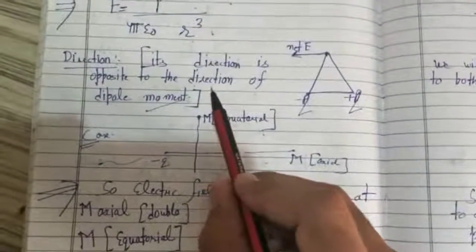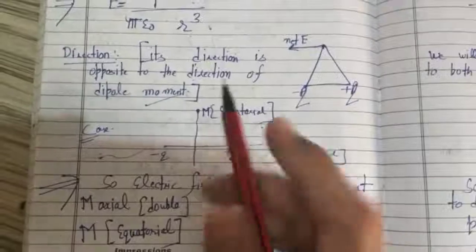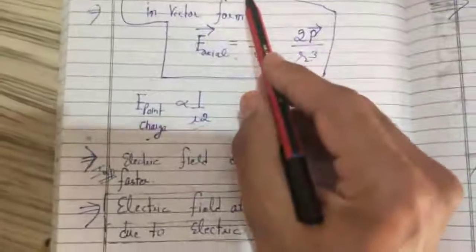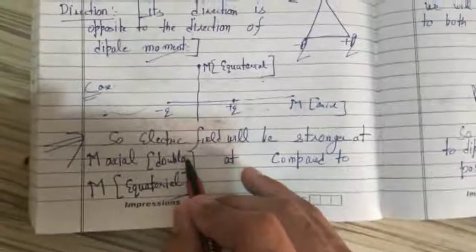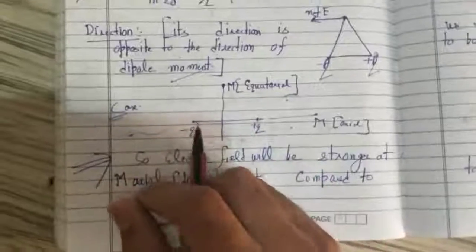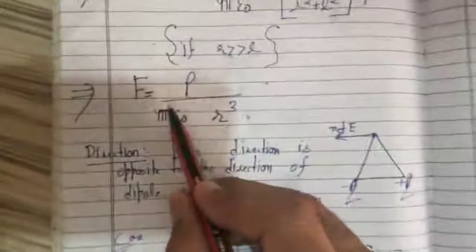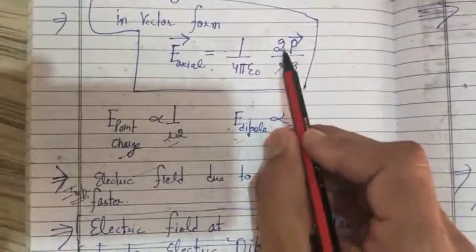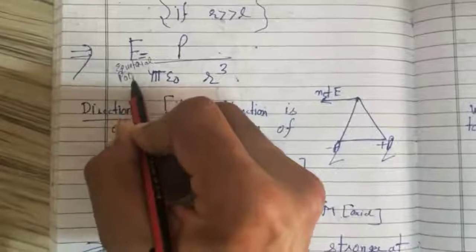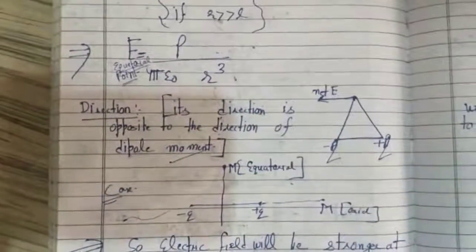So this net E has a direction opposite to the dipole moment, but in case of the axial position, it has the same direction as that of P. So the electric field will be stronger on the axial position as compared to the equatorial. How? It is double. Here it is only P upon 4 pi epsilon naught r cube, and there it is 2P. So the electric field on the axial is double as compared to the equatorial point. It is P here, and on that side it is 2P. So this is the concept.